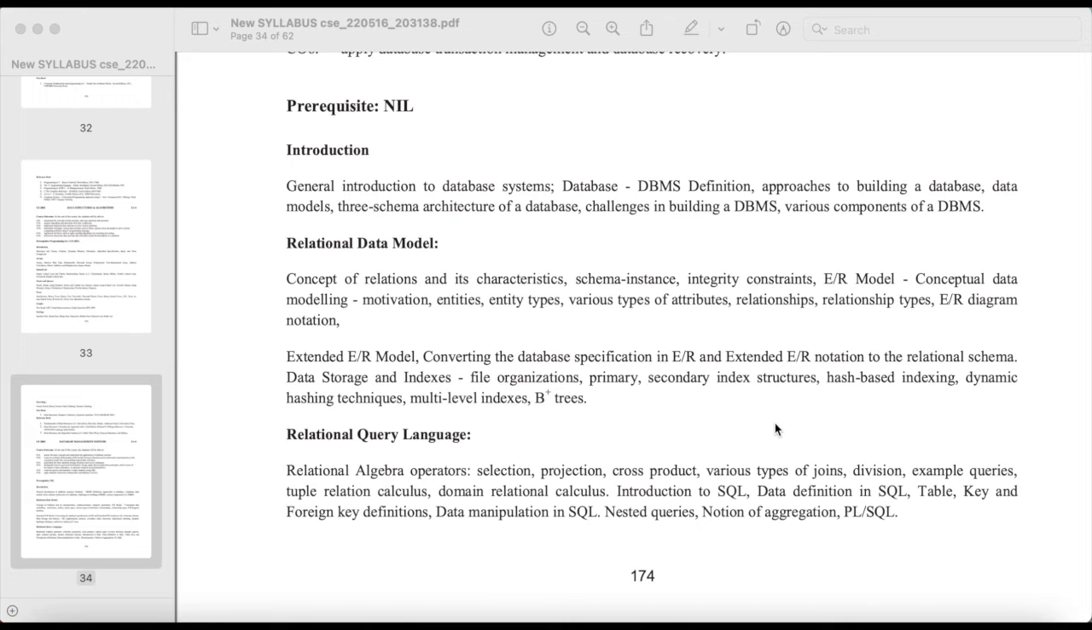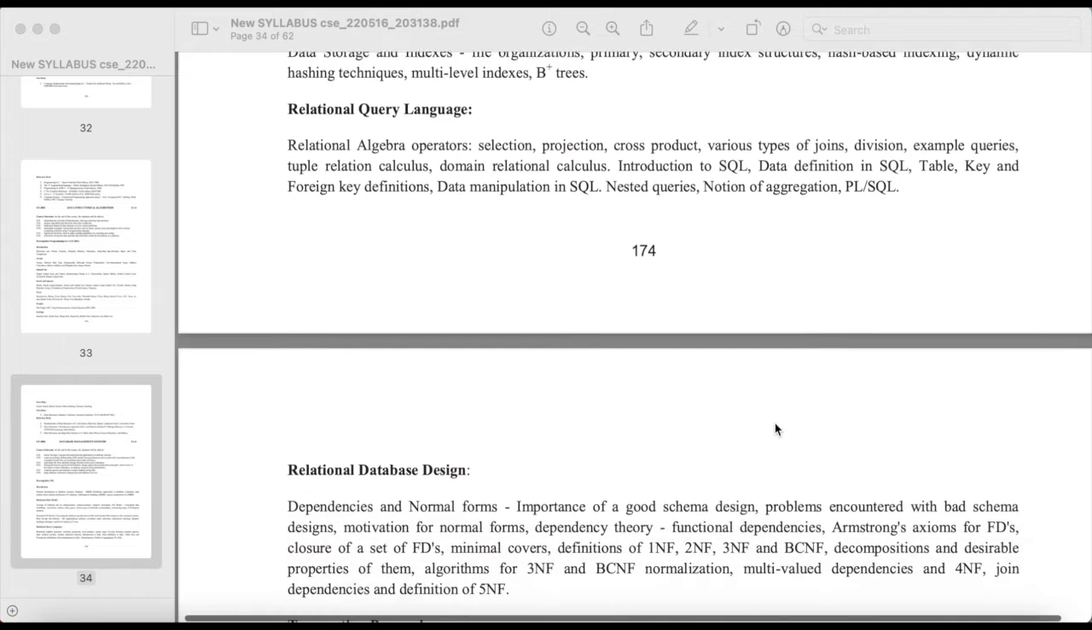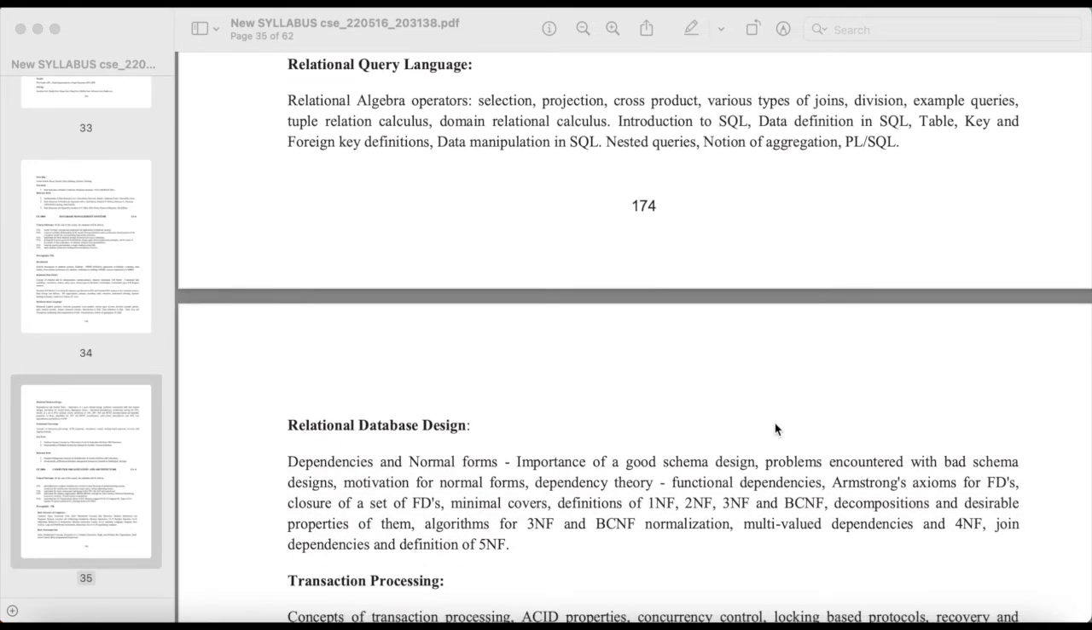schema, data storage and indexes, file organizations, primary and secondary index structures, hash-based indexing, dynamic hashing techniques, multi-level indexes, B-trees, relational query language, relational algebra operators, selection, projection, cross-product, various types of joins, division, example queries, tuple relational calculus, domain relational calculus, introduction to SQL, data definition in SQL, table, key, and foreign key definitions, data manipulation in SQL, nested queries, notion of aggregation, PL/SQL.